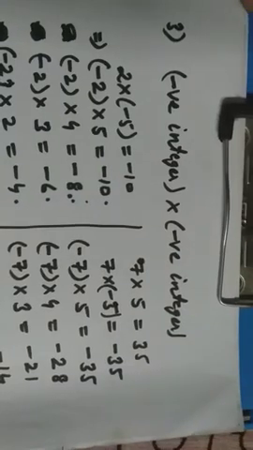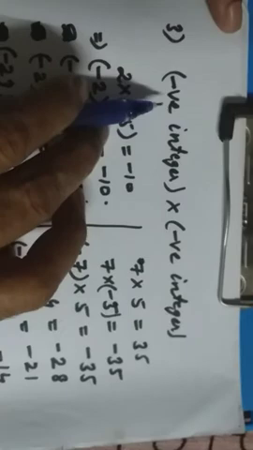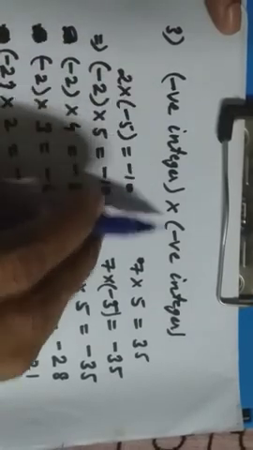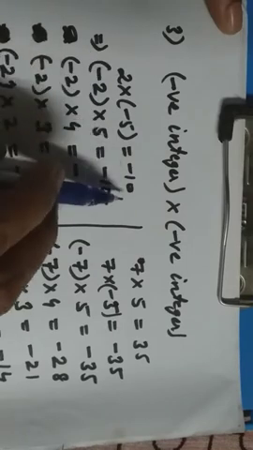Now let us continue. The previous video has been stopped. Let us take the product of two negative integers. For that I have taken some examples. 2 into minus 5 is equal to minus 10.